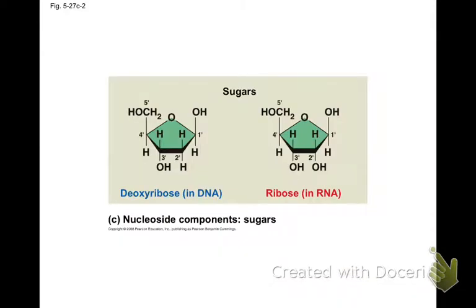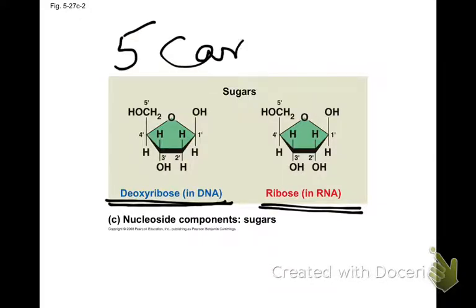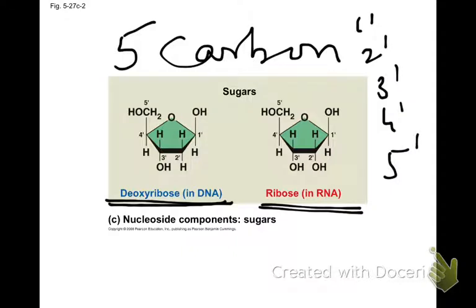The 5 carbon sugar that we are dealing with, in DNA you have deoxyribose sugar, in RNA it is a ribose sugar. Both of them are 5 carbon, and the numbering starts from the extreme right, and it's called 1 prime, 2 prime, 3 prime, 4 prime, 5 prime. So 1, 2, 3, 4, 5. Each of these notches represents a carbon.